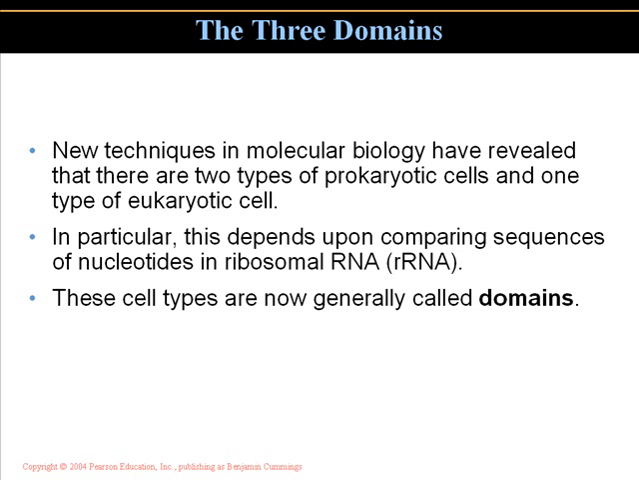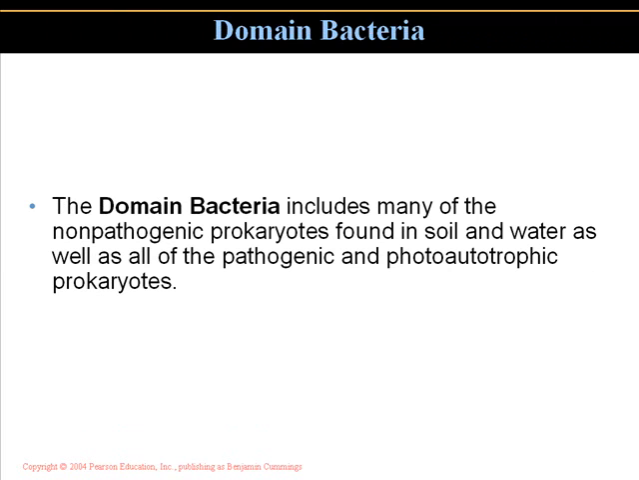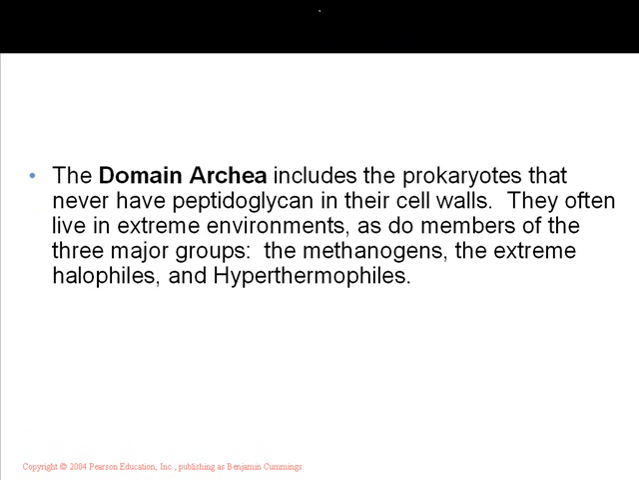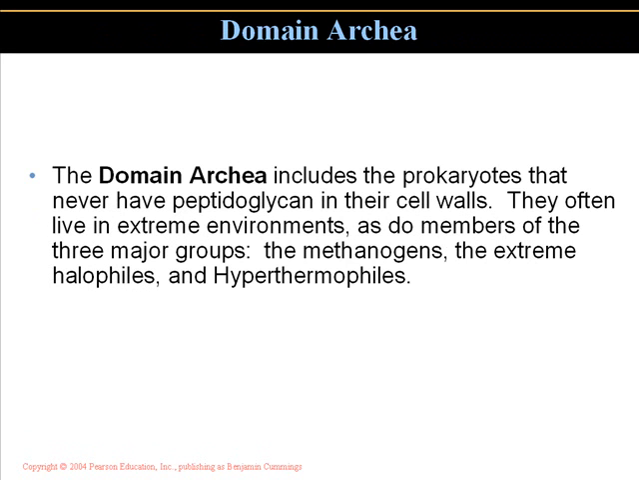The cell types generally are known as the domains. The domain Bacteria includes many of the non-pathogenic prokaryotes found in soil and water, as well as some of the pathogenic organisms and the photoautotrophic prokaryotes. And this chapter goes into how these microorganisms are categorized.